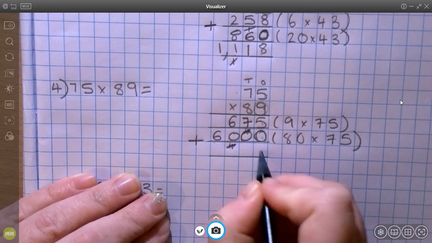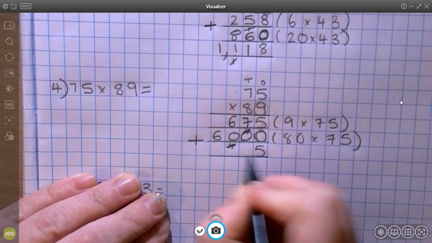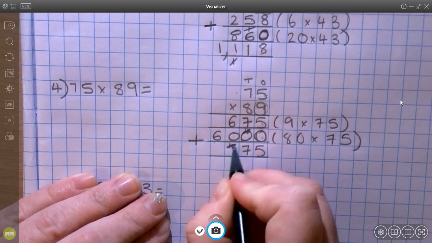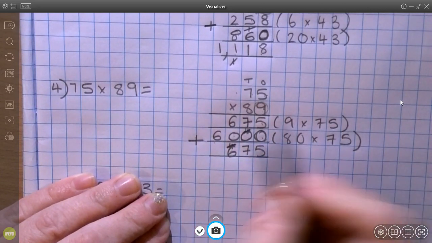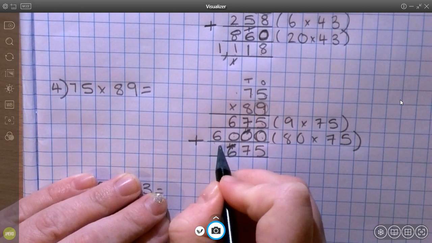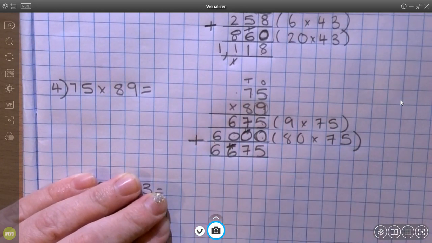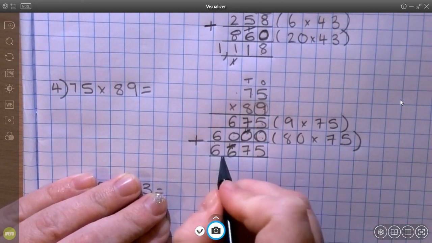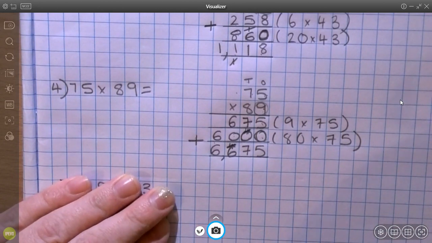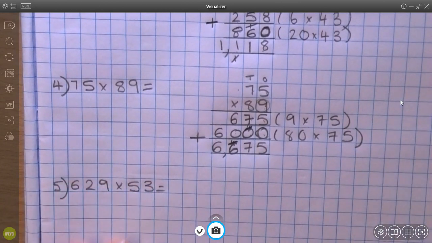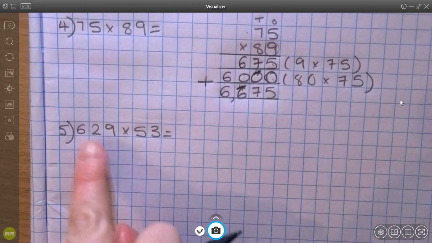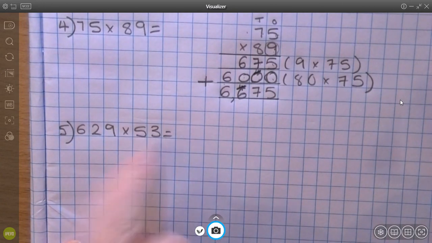5 add 0 is 5, 7 add 0 is 7, 6 add 0 is 6, this is a nice and easy one, and 6 add 0 is 6. That was a really easy one to add up. So my answer is 6,675. Let's look at one more, and this time it's going to be a 3-digit times a 2-digit number.